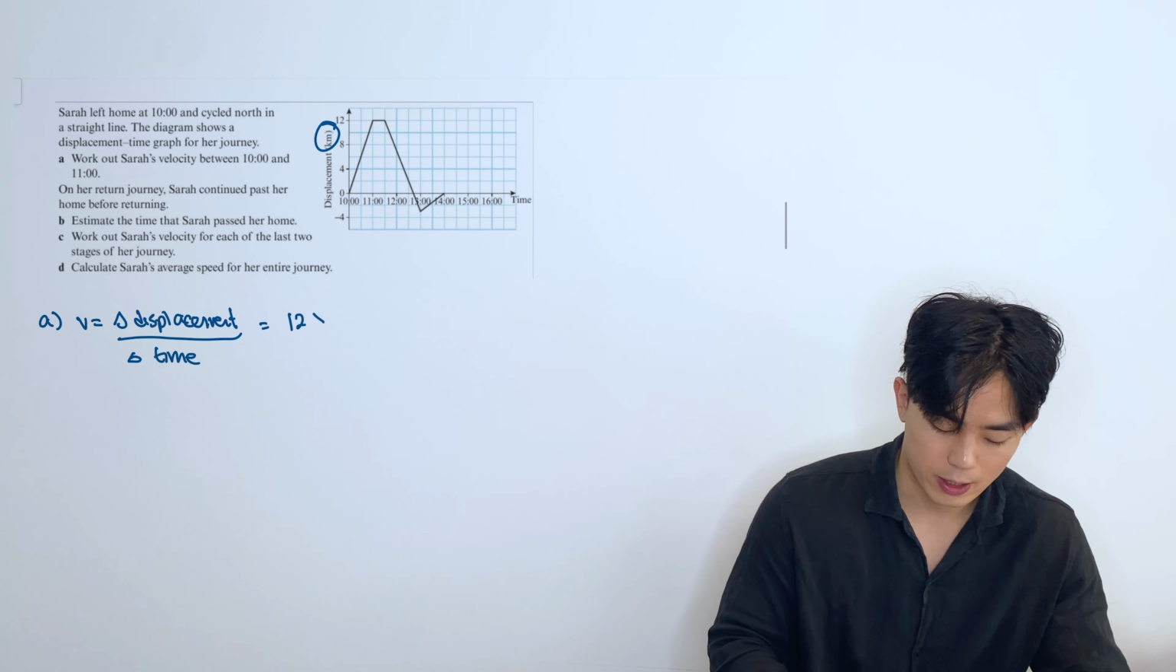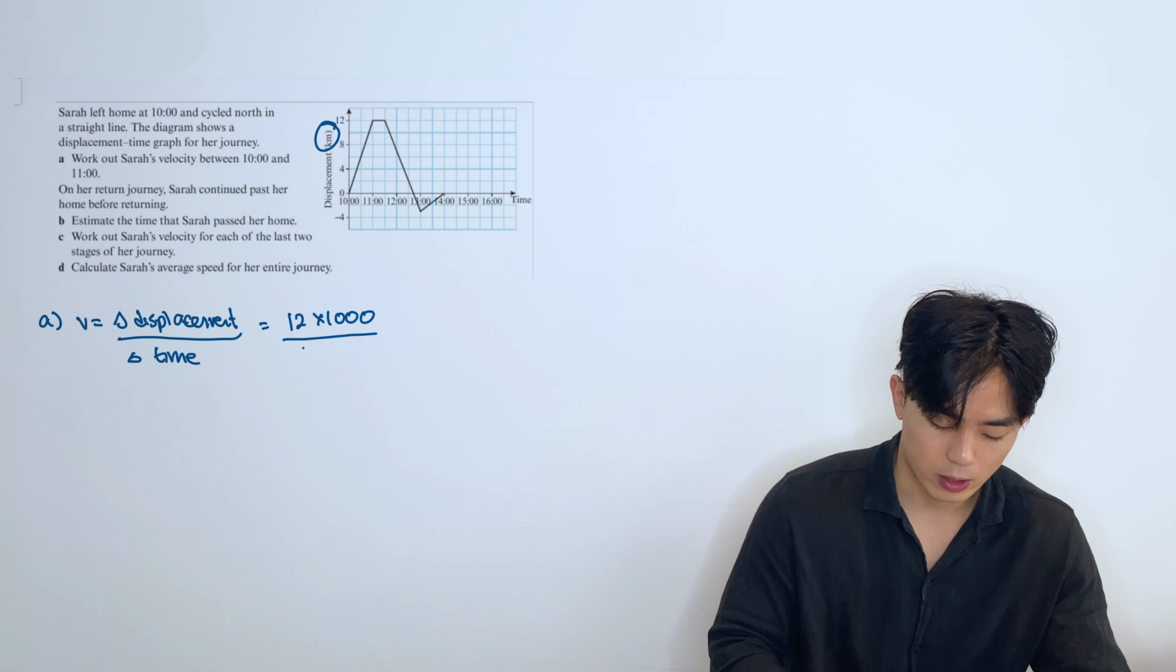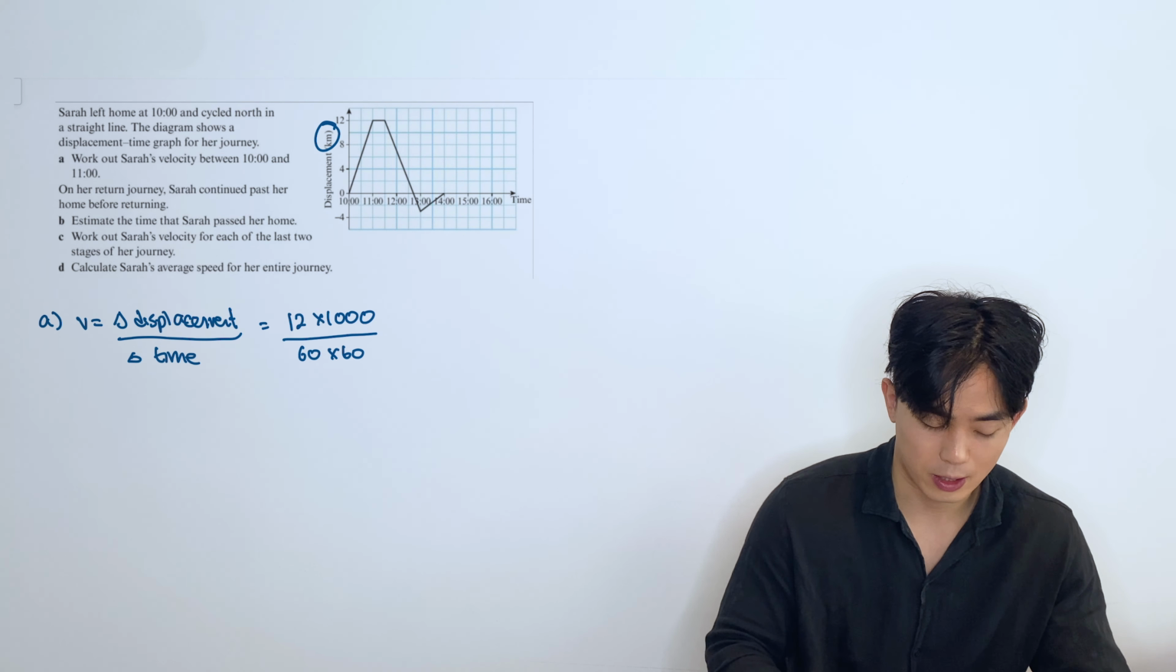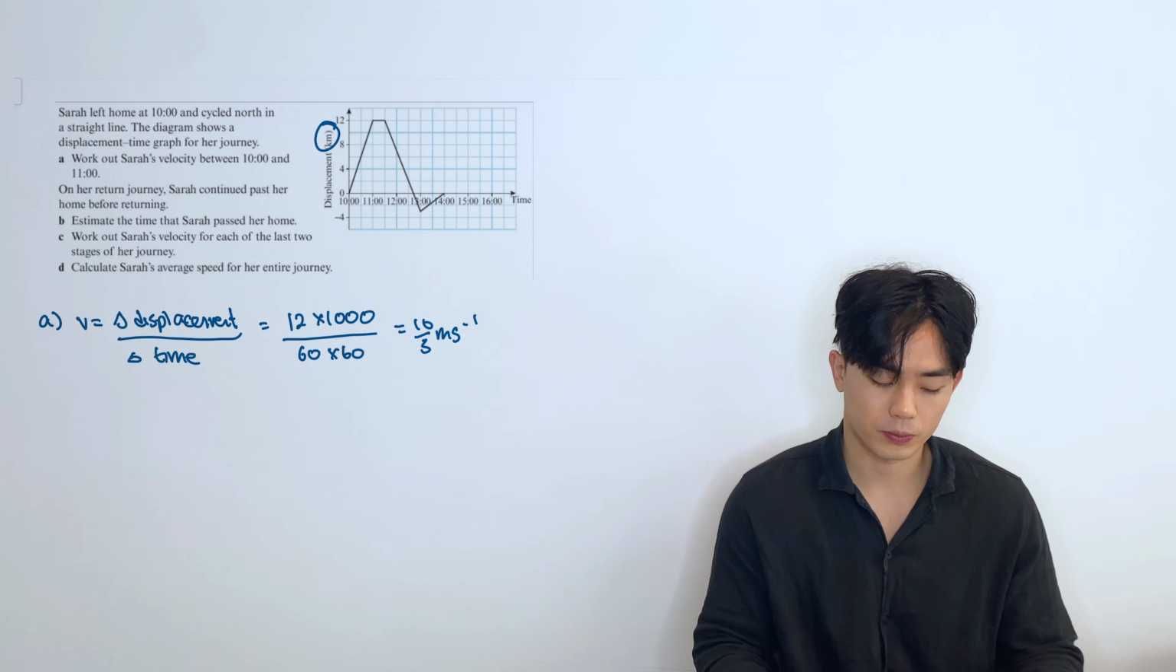This is 12 kilometers, I need to times this by 1,000 to get into meters. Over the time, it's 1 hour, so changing that to seconds would be 60 times 60 like this, which will give me 10 over 3 meters per second, like so.